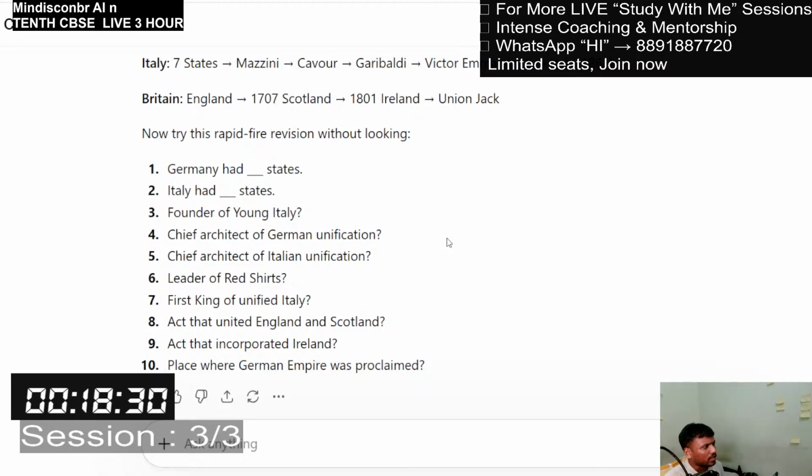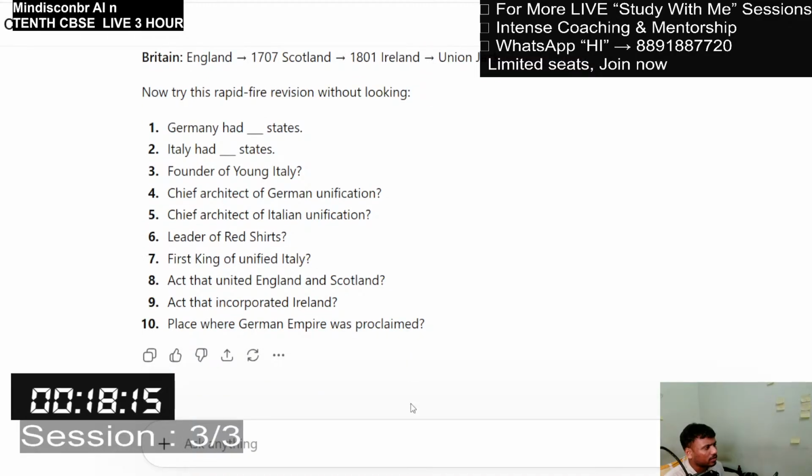Act that united England and Scotland: the Act of Union 1707. Act that incorporated Ireland: Act of Union 1801. Place where the German Empire was proclaimed: Hall of Mirrors in the Palace of Versailles.